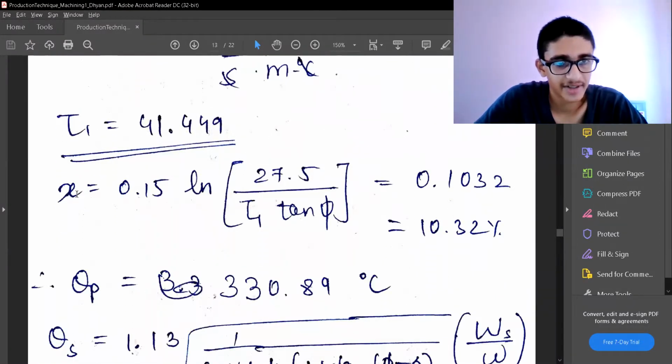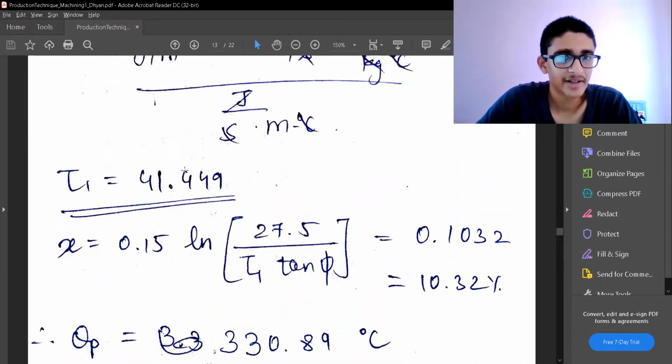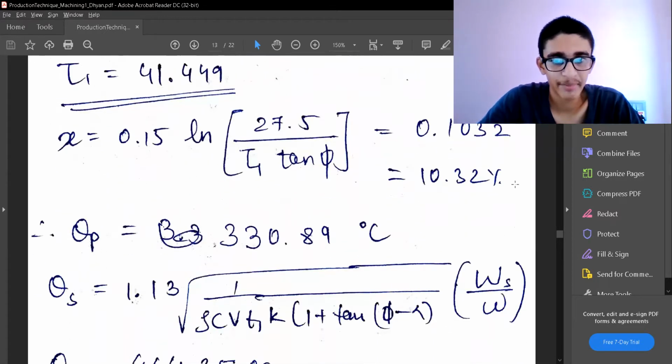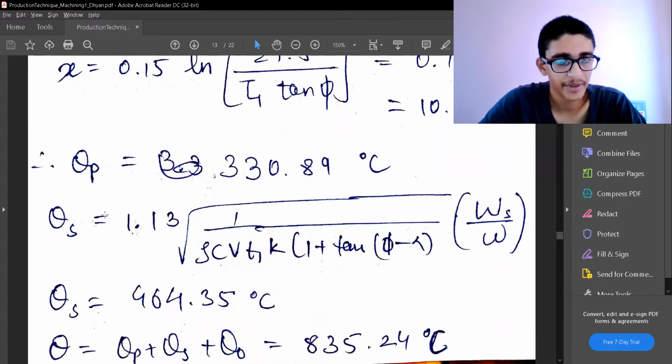We now estimate the x value. I'm everywhere saying estimate because we are making some approximation errors, so I'm just using the word approximating. x has been approximated as 10.32%. That is the percentage of heat which was going to the chip. So I get the value of theta P.